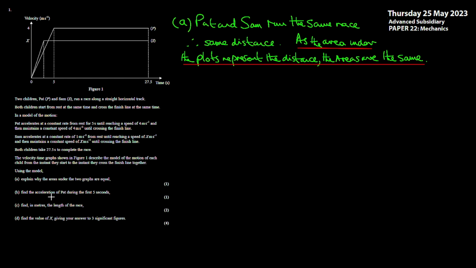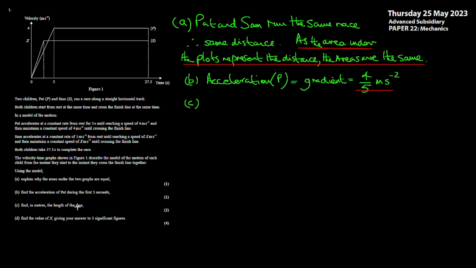Also for 1 mark, find the acceleration of Pat during the first 5 seconds. Well, here is her acceleration. Time 5, eventual speed 4. The acceleration is the slope of the line. So here's the answer. Pat's acceleration is the gradient, which is the rise divided by the run. The rise is 4, the run is 5. And this is in meters per second squared. And that's your answer for part B.